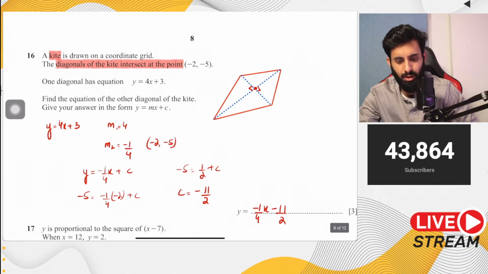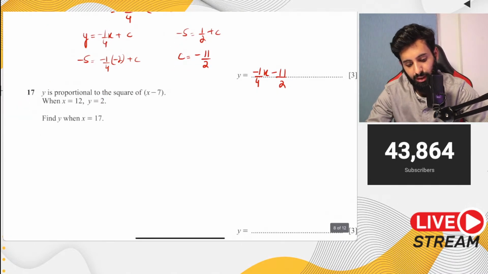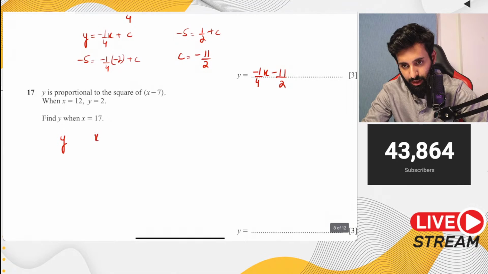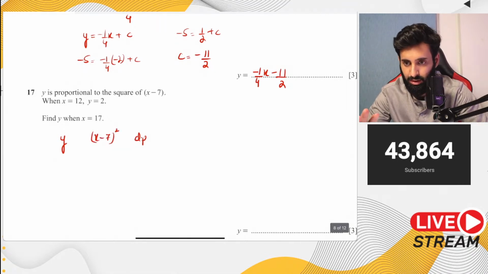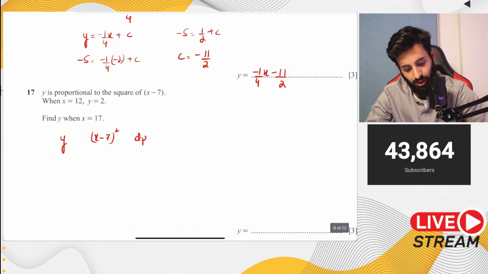Okay, now question number 17. y is proportional to the square of x minus 7. When x equals 12, y equals 2. Find y when x is 17. So here we have y, here we have x minus 7, the whole thing squared. Now they're directly proportional. If the question says proportional, that means it is directly proportional. Next, when x is 12, y equals 2, so 12 minus 7, the whole thing squared, y is 2. Find y when x is 17, that means 17 minus 7, the whole thing squared.